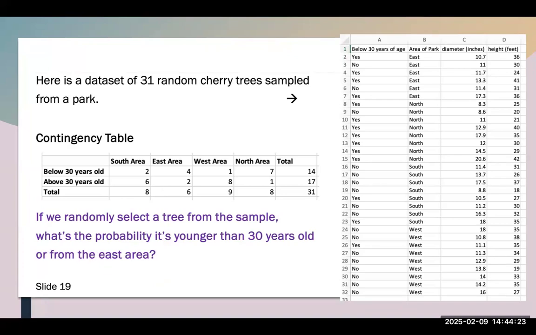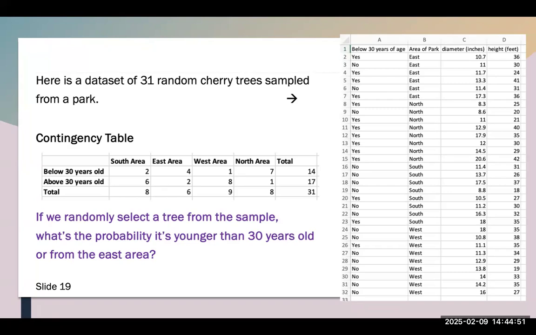If we randomly select a tree from the sample, what's the probability it's younger than 30 or from the east area? So pause the video and see if you can find that probability. So we're doing an OR problem. Remember, OR is addition, and these two events are not disjoint. We just found the probability of the intersection. We said that the intersection was 4 out of 31.